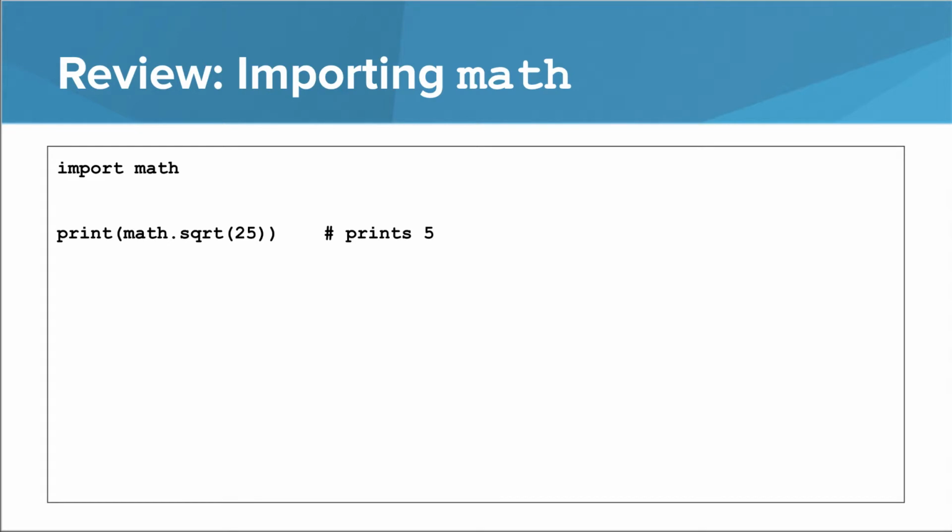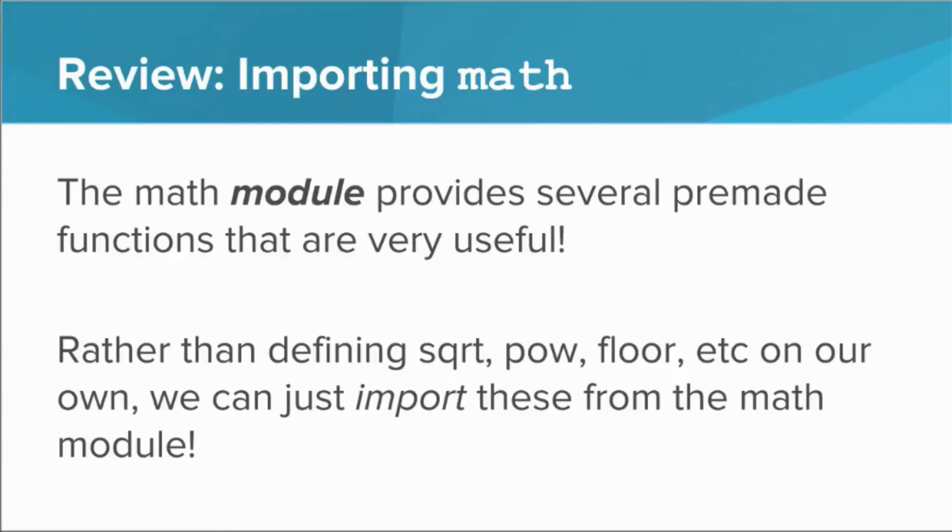The way we've been doing this is at the top of our program, you simply write import math, and then all throughout the program, you can use things like math.sqrt, math.pow, math.abs. And so this is one example of a module. The math module provides several pre-made functions that are very useful. Rather than defining sqrt and pow and floor and abs on our own, we can just import these from the math module because they've already been made for us.